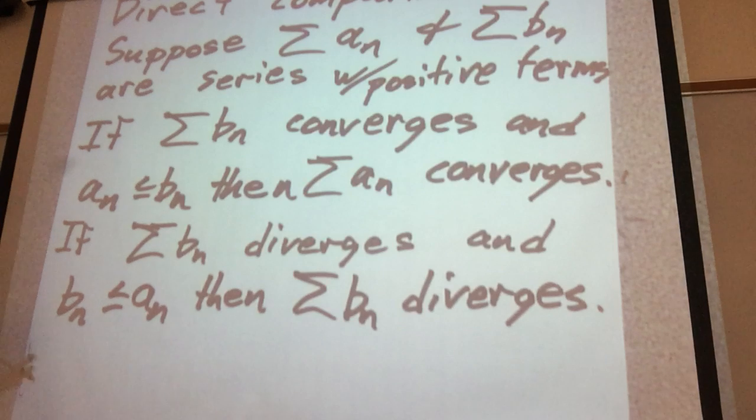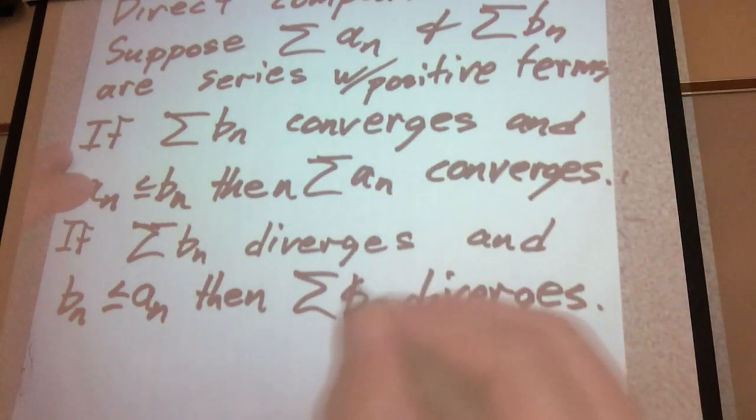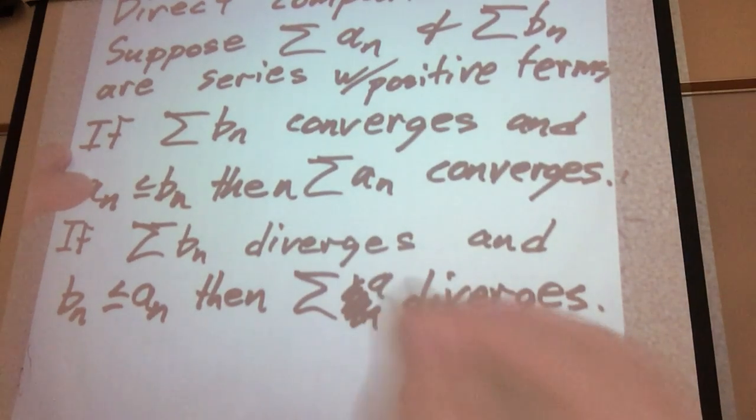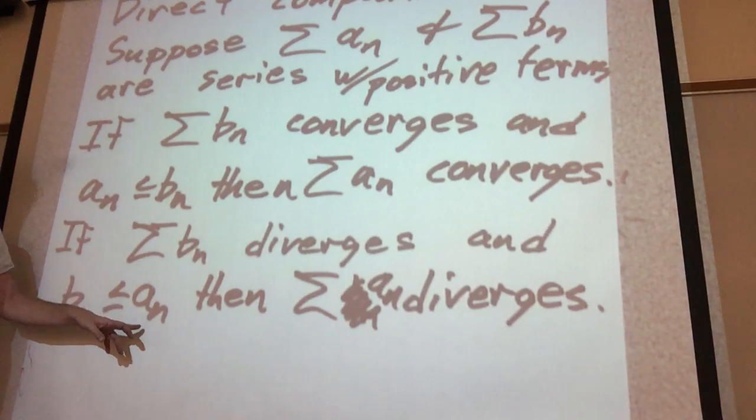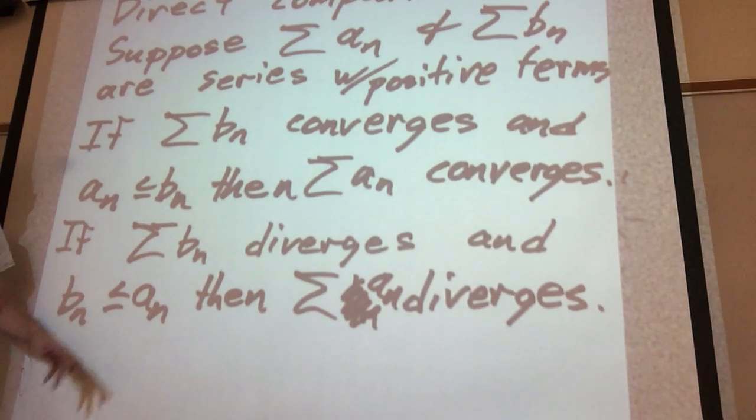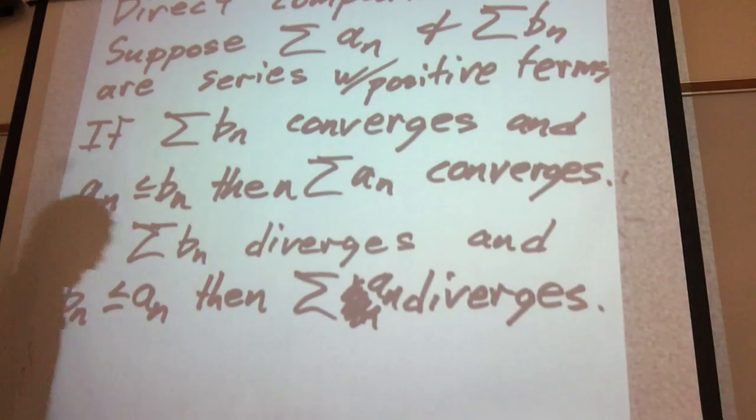Now, if the sum of b sub n diverges, and these are all positive terms, and the sum of a sub n, sorry, that's a sub n, diverges, okay? So if the sum of b sub n diverges, we have all positive terms, and all the b sub n's are smaller than the a sub n's, well, that means that the sum of a sub n would diverge because it's bigger, okay?